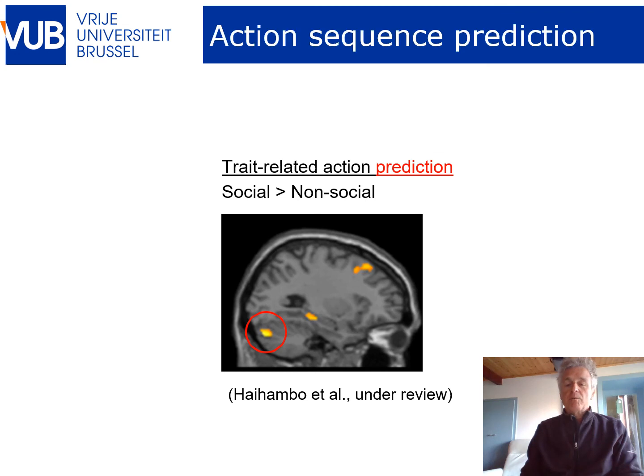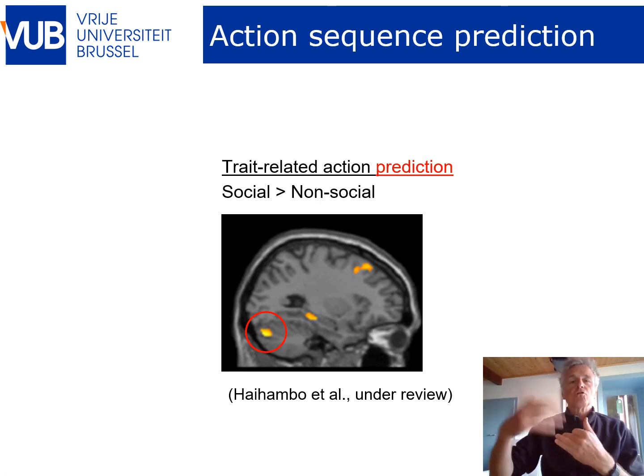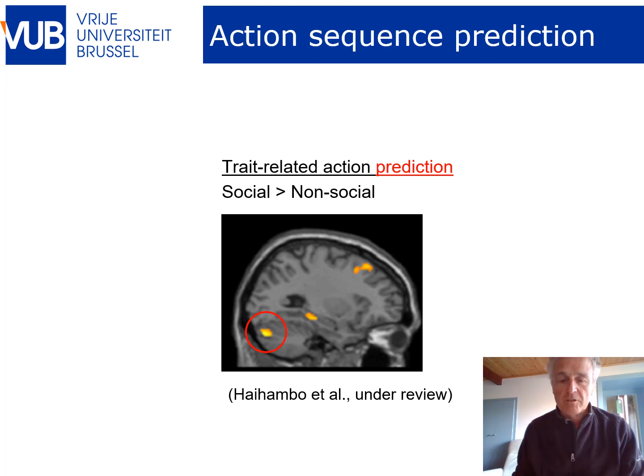And again, what we saw is that when people were making predictions about actions that were consistent with information about this person, the posterior cerebellum was involved. So making also clear that the posterior cerebellum is not only involved in understanding sequences of social actions, but also in making predictions about subsequent future actions that are of a social nature.